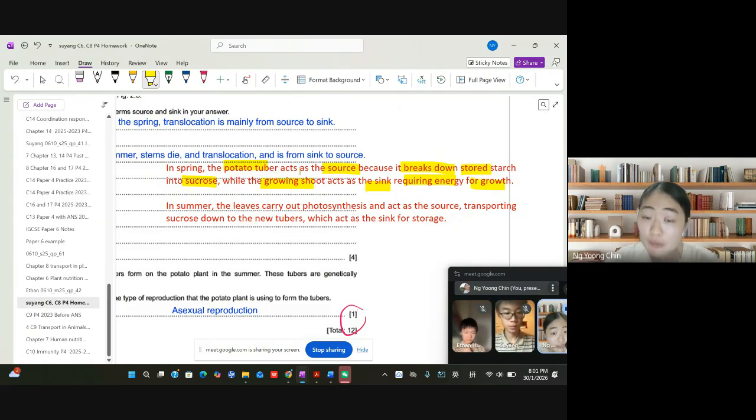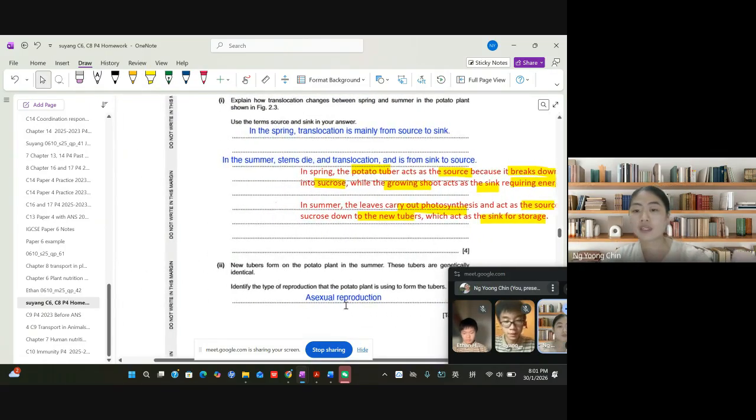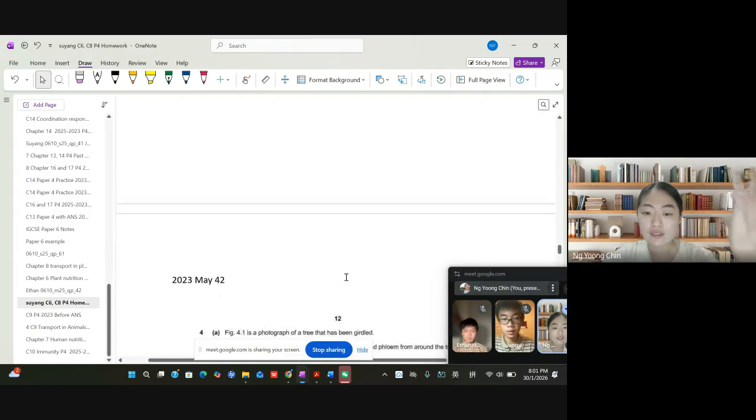Because the growing shoot is still in its growing stage. And then in the summertime, the leaf can carry out photosynthesis and act like the source. They transport the sucrose to the new tuber, which acts like the sink for storage. So that's why the potato tuber can become a source or a sink based on situations. I hope we are clear on that.